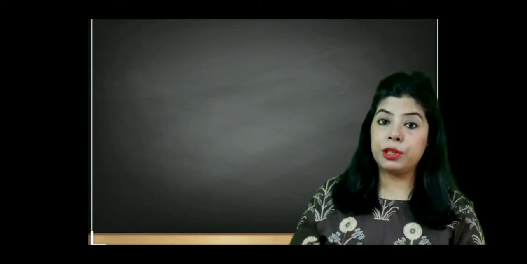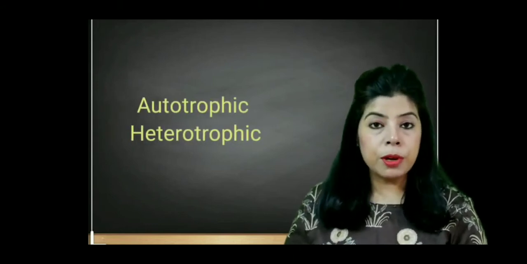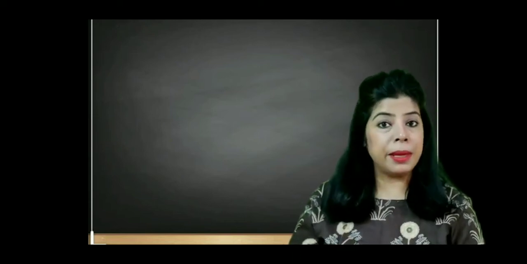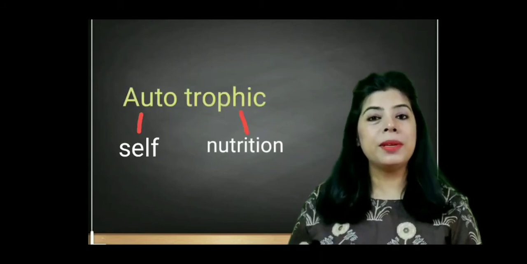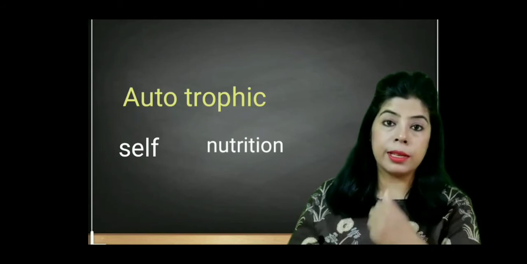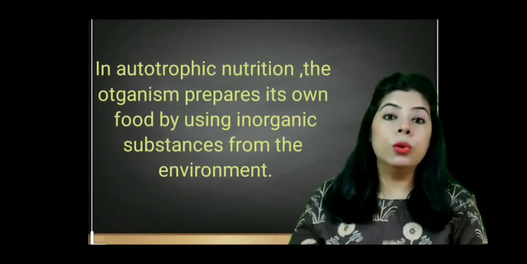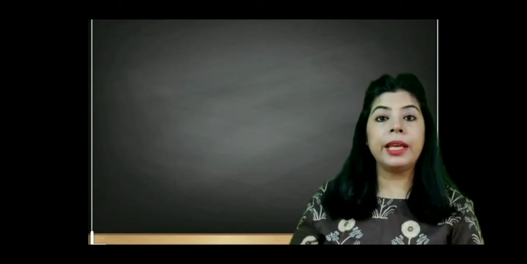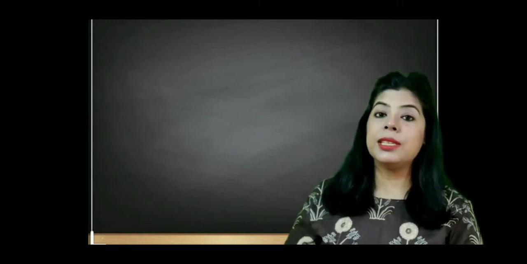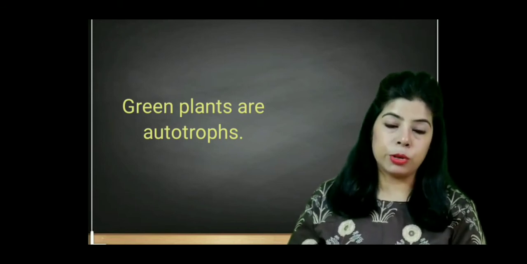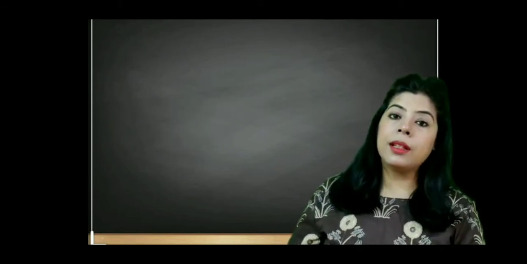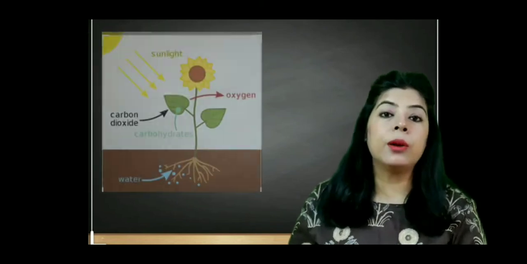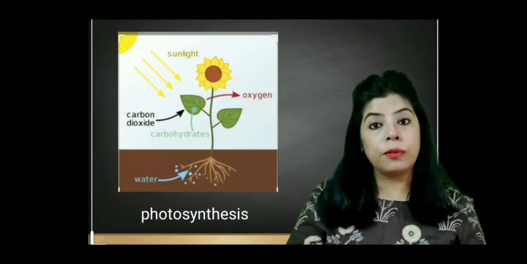We can divide the mode of nutrition into two types. One is the autotrophic mode of nutrition, and the second is the heterotrophic mode of nutrition. It is very simple to understand. When I say autotrophic, auto means self and trophic means nutrition. These are those organisms which can prepare their own food by using some inorganic substances from the environment, like carbon dioxide and water. So these are the autotrophs. And we know that green plants are autotrophs. The plants can make their own food by using carbon dioxide and water, in the presence of sunlight, by using the chlorophyll present in them. They prepare their own food by the process of photosynthesis. So this is the autotrophic mode of nutrition.